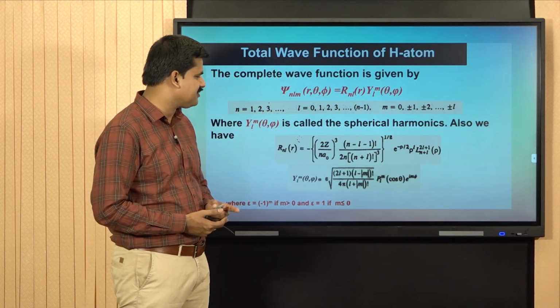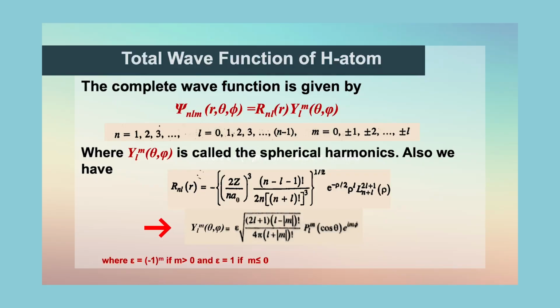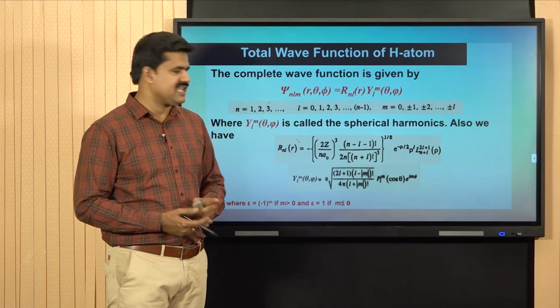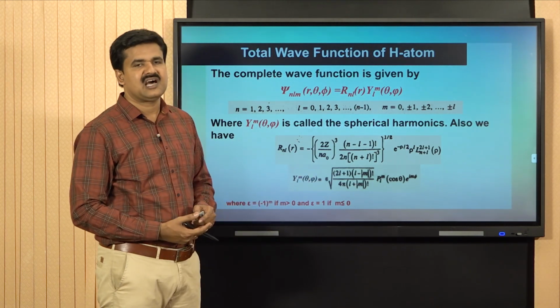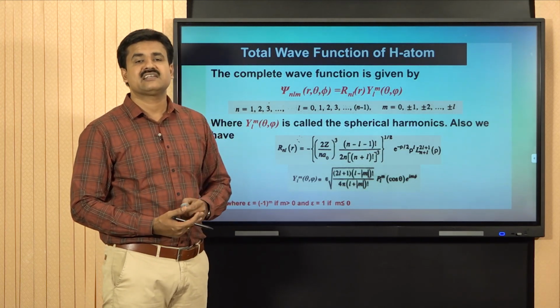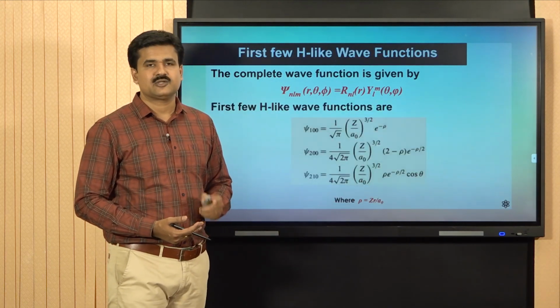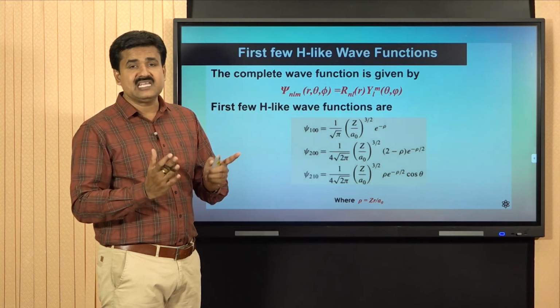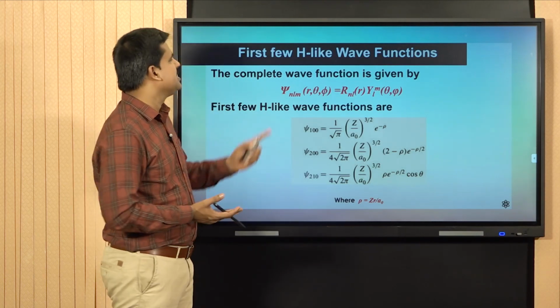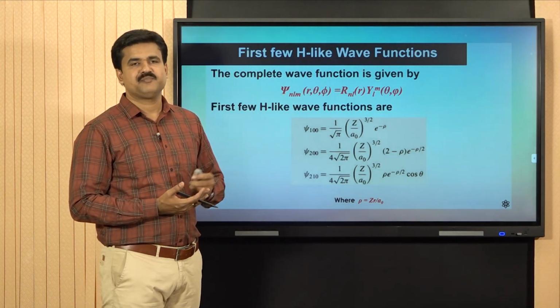And Y_lm(theta, phi) is equal to epsilon into the square root of [(2l plus 1)(l minus modulus of m) factorial divided by 4 pi into (l plus modulus of m) factorial] into P_l^m(cos theta) into e raised to i m phi. This represents the spherical harmonics, and here epsilon is equal to minus 1 raised to m if m is greater than 0, and epsilon is equal to 1 if m is less than or equal to 0. Thus, the complete wave function is given by psi_nlm(r, theta, phi) is equal to R_nl(r) Y_lm(theta, phi).